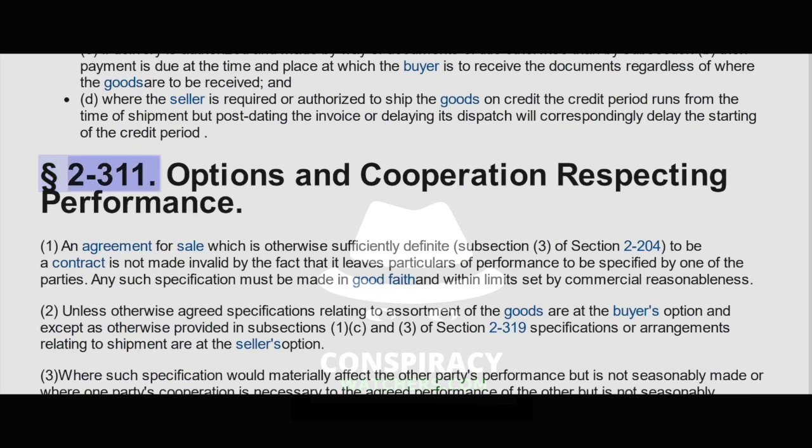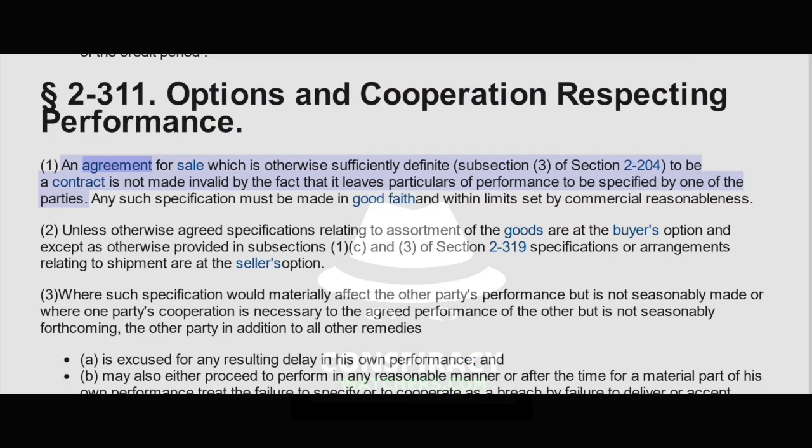Section 2-311. Options and cooperation respecting performance. An agreement for sale which is otherwise sufficiently definite to be a contract is not made invalid by the fact that it leaves particulars of performance to be specified by one of the parties.